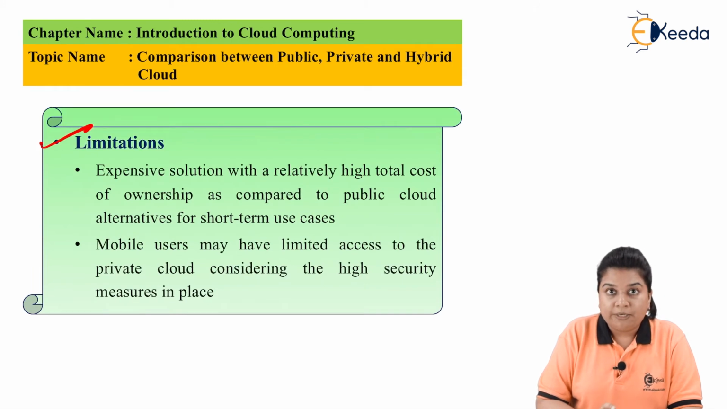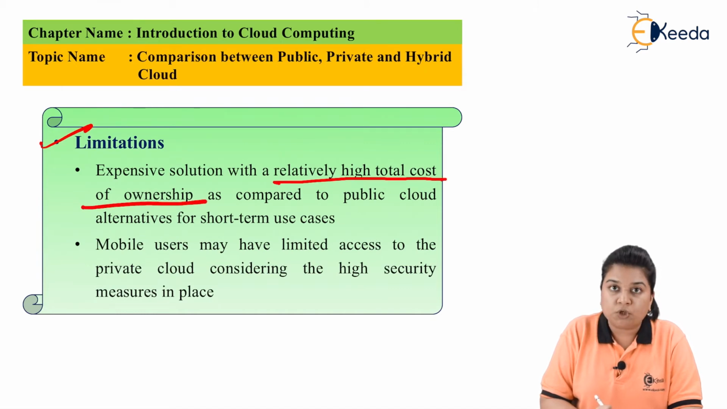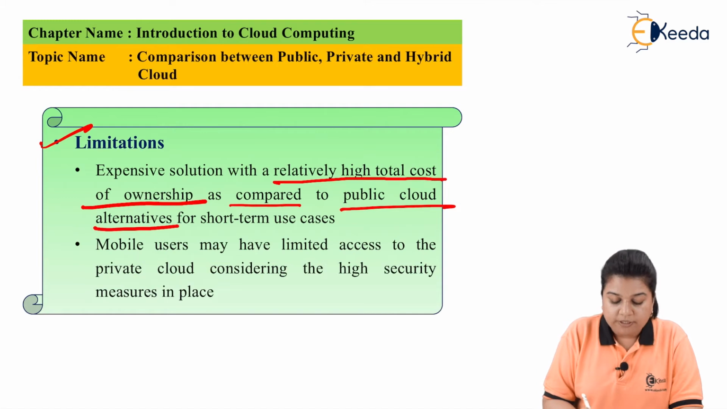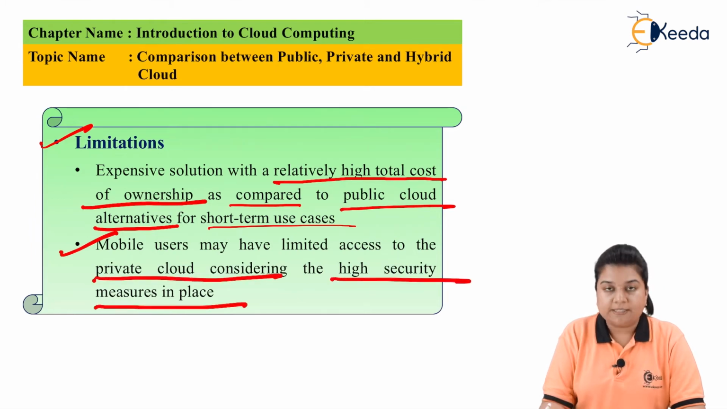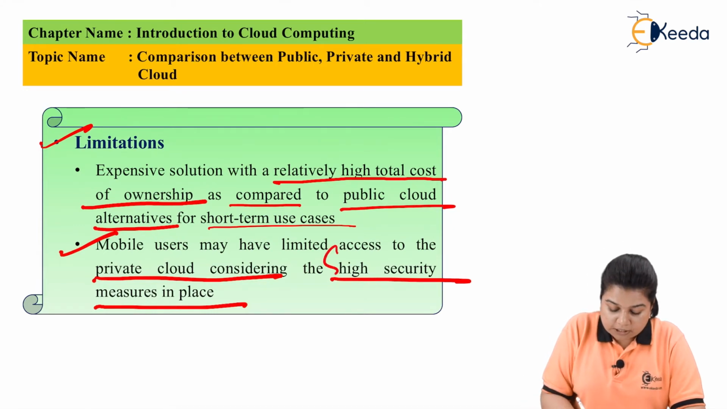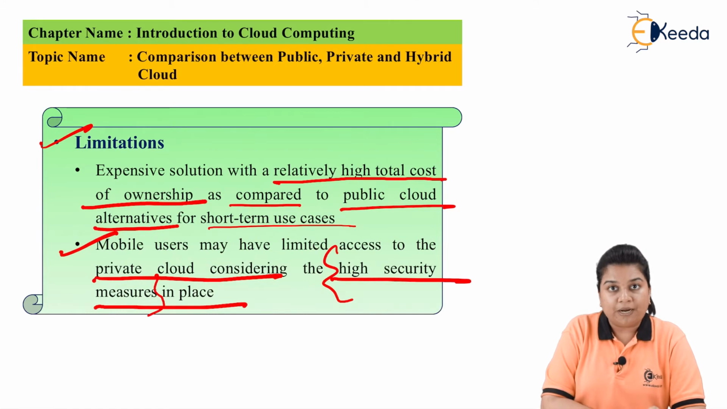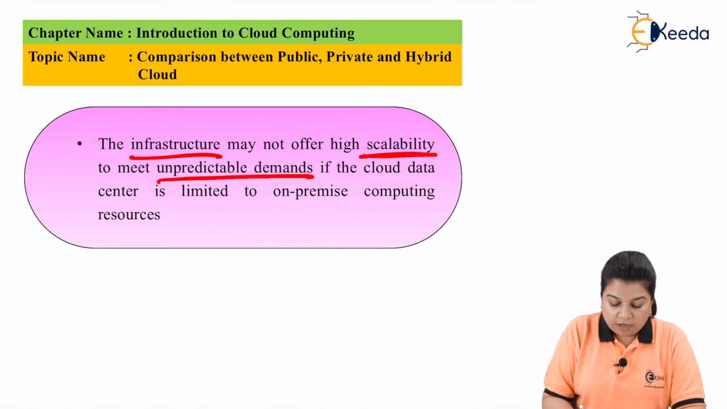Now, private cloud has some limitations too. The limitations are expensive solutions with a relatively high total cost of ownership as compared to public cloud alternatives for short-term use cases. Mobile users may have limited access to the private cloud considering the high security measures in place. That means the users which are using the private cloud have limited accessibility over a limited area. They cannot use it because of the high security measures which we have in private cloud. The infrastructure may not offer high scalability to meet unpredictable demands if the cloud data center is limited to on-premise computing resources.